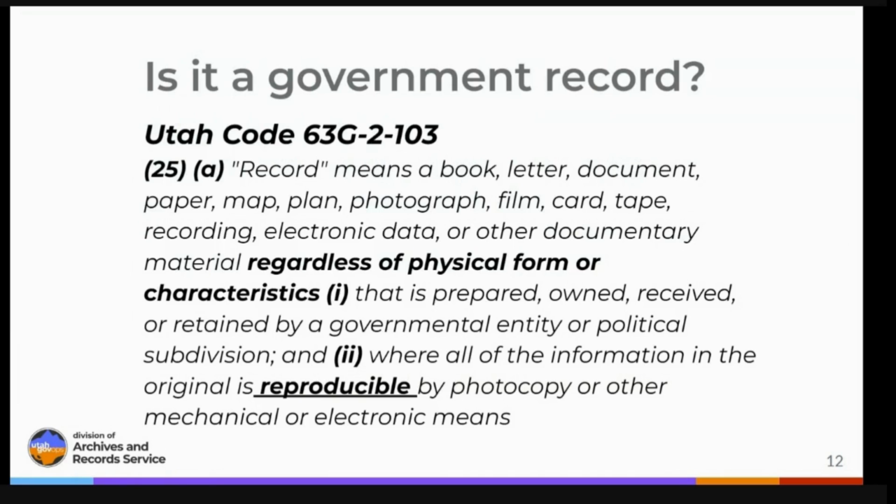According to the law, a record means a book, letter, document, paper, map, plan, photograph, film, card, tape, recording, electronic data, or other documentary material, regardless of physical form or characteristics, that is prepared, owned, received, or retained by a government entity or political subdivision, and where all the information in the original is reproducible by photocopy or other mechanical or electronic means. Additionally, according to Utah code, anything that is considered a government record must be identified and its retention needs defined.